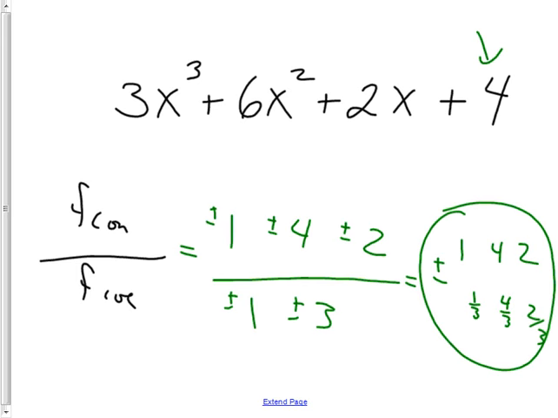Then, how many possible things are there? 1, 2, 3, 4, 5, 6 times 2 is 12. There's 12 possible things you have to check. Now, do you have to check all 12? No. But you keep checking until you find it. Did you already find it?